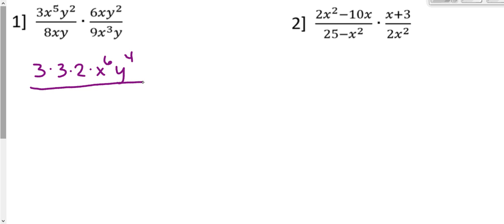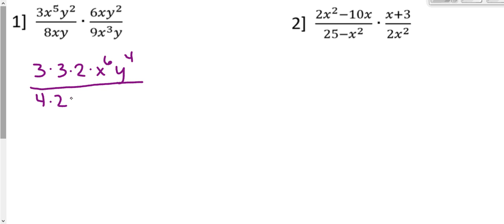Now this is not the only way to think about it. There are multiple ways to think about it. This is just my choice this time. And then on the bottom, let's factor the 8 into 4 times 2. Now you could factor it more, but I don't think we need to because we have that 2 on the top that we can cancel.